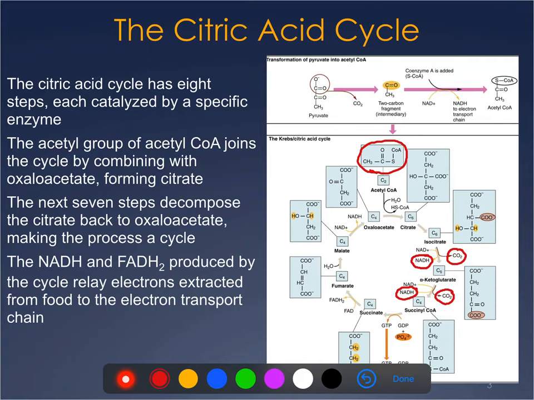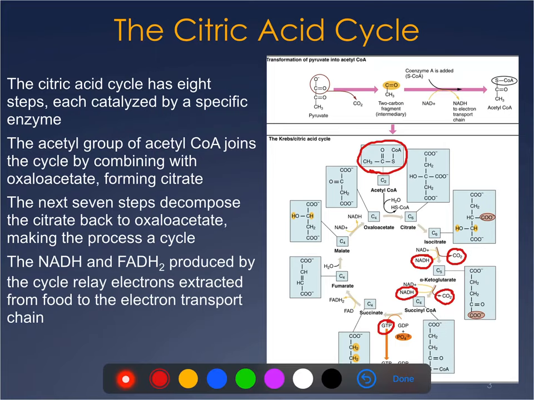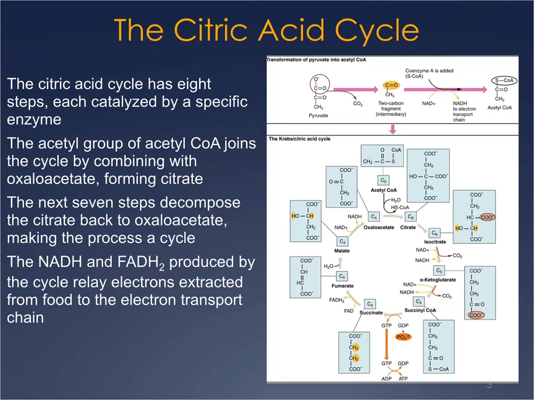All right? There's a couple of other important things here. One, right there, you make a GTP. GTP is guanosine triphosphate, and you're making a GTP, but it's going to be converted into an ATP in just a second. So one GTP equals an ATP.